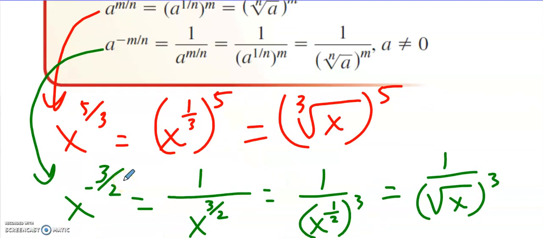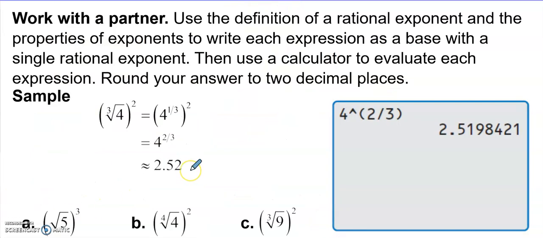All right, so here we are with rational exponents, nth roots, part 2. So let's keep moving. Next I want you to use the definition of rational exponents, which we just talked about, and the properties of exponents to write each expression as a base with a single rational exponent, then use a calculator to evaluate each expression, and round your answer to 2 decimal places.